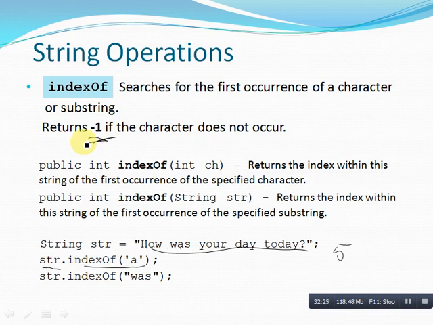Then we can also have indexOf with a string, to check where this substring is present in the string. We can write str.indexOf("was"). So where is the "was"? It is from the fourth character, 0 1 2 3 4. So the output returns 5 and 4. So "was" is present at index 4.